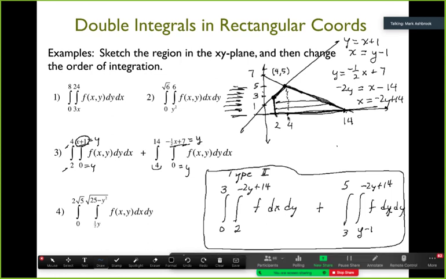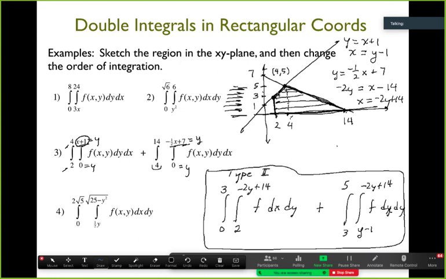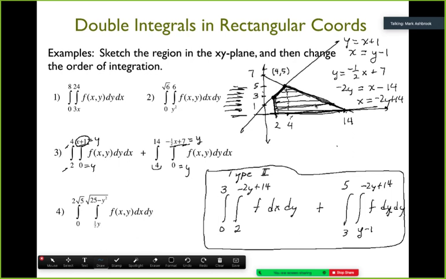So this x equals 4 doesn't play into the type 2. Lots of students in the past have tried to break this up by going from 2 to 4 and then 4 to 14. You don't need to do that. Your left side is here. Your right side is here. Go all the way from the left all the way to the right and just cruise right by x equals 4. Doesn't matter. Questions?